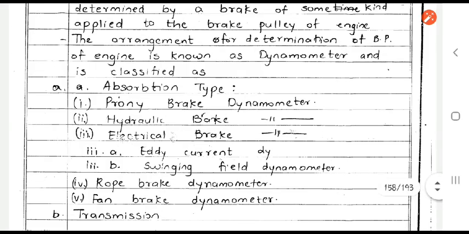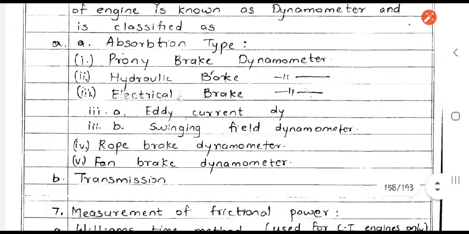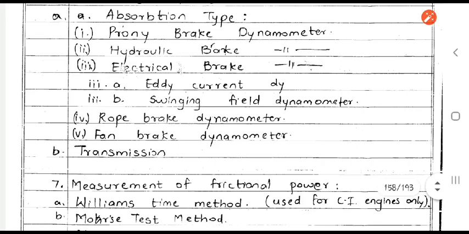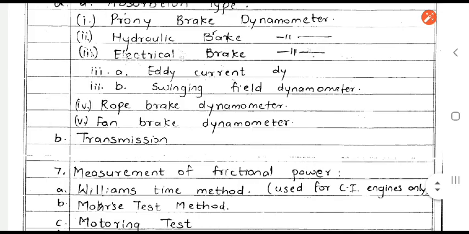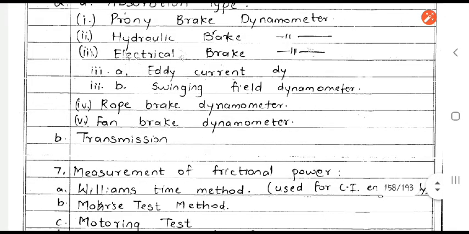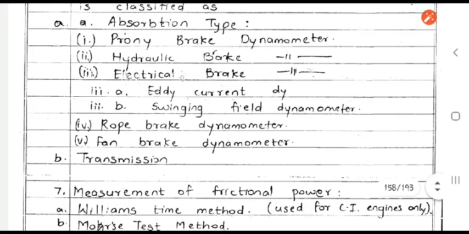So it is again very important to see the different types of dynamometer. The first type of dynamometer is the absorption type. Under the absorption type, the first one is the Prony brake dynamometer, the second is the hydraulic brake dynamometer, and the third is the electrical brake dynamometer. This electrical brake dynamometer is again subclassified as eddy current and swinging field dynamometer. The fourth type under absorption is the rope brake dynamometer, and the fifth is the fan brake dynamometer. These are all the types of dynamometer under the absorption type.